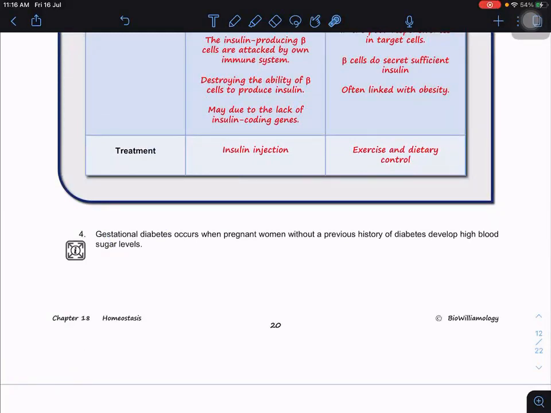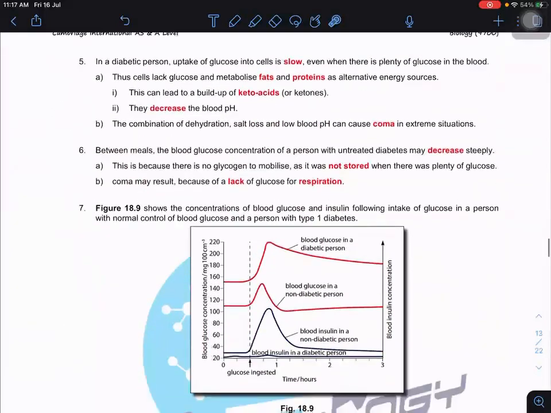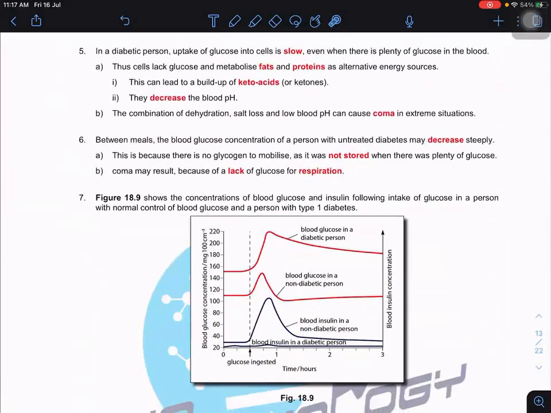It needs to be treated and monitored. If not, after delivery, these high blood sugar levels may still remain in this woman. Are you clear? Okay. So this is what actually happens.